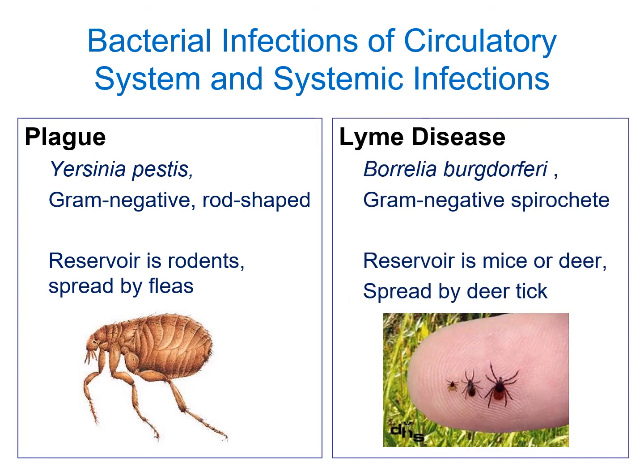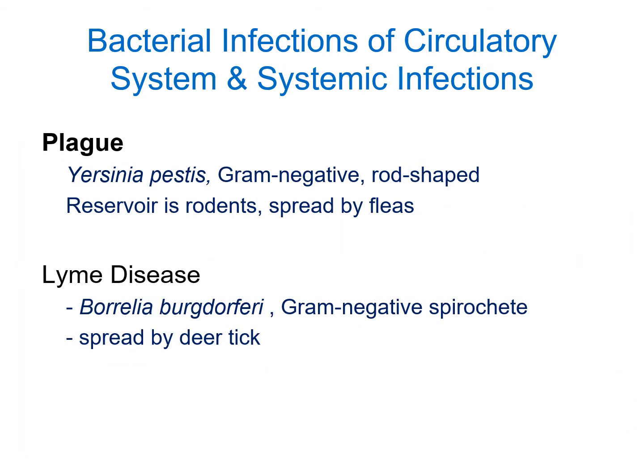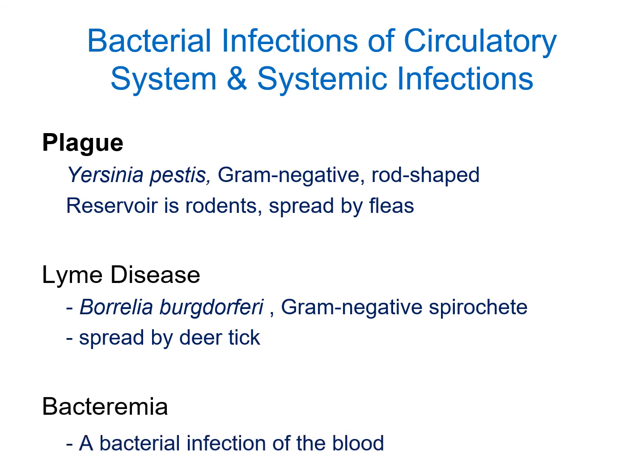Lyme disease. So Lyme disease is caused by a spirochete bacteria. The reservoir is mice and deer and other mammals, and it's spread by the deer tick. So again, plague can be an infection of the circulatory system, but it isn't always. Lyme disease is a circulatory system infection, and it is a systemic infection. If we have bacteria in the blood, this is known as bacteremia. So that's a bacterial infection of the blood.